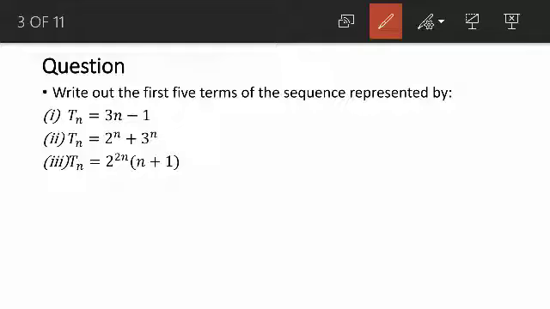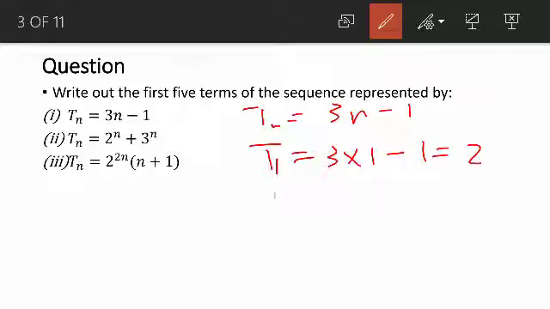Now we see some questions here that have to do with sequence. It says, write out the first 5 terms of the sequence represented by, we have 3 questions there. Now let's start with the first one. We are given that Tn is 3n minus 1, okay? So if you have to find T1, it means that your n is 1. That will be 3 times 1 minus 1. That's going to give us 2.